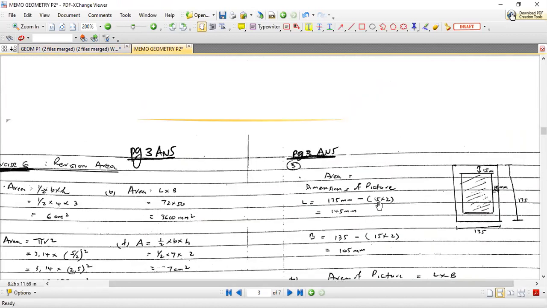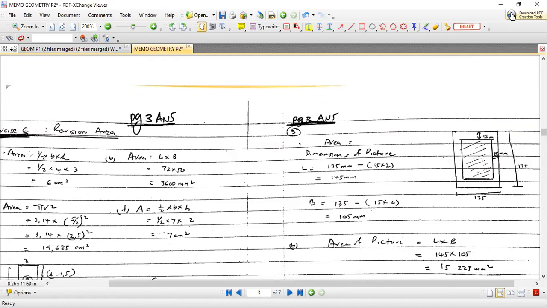So the length is 175, subtract 15 by 2, which is 145 as we discussed. The breadth is 135 minus 15 times 2, which is 105. So that makes the second question very, very easy.